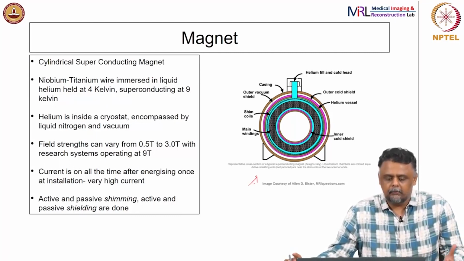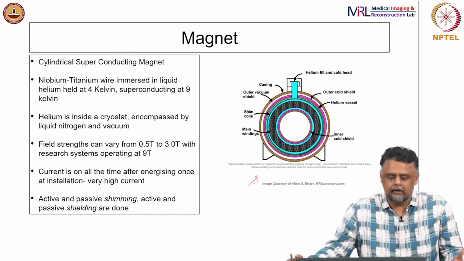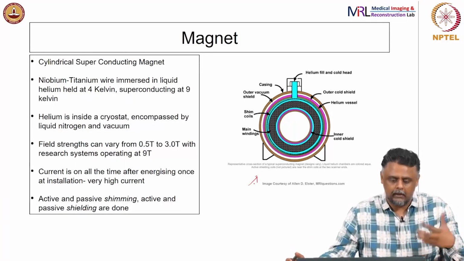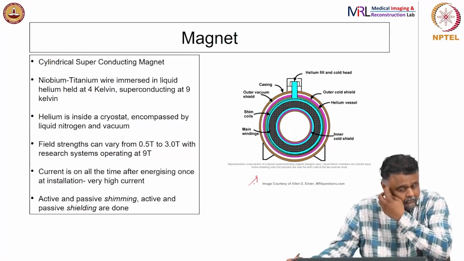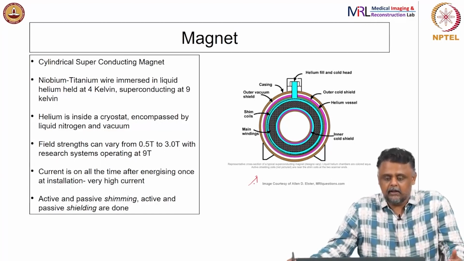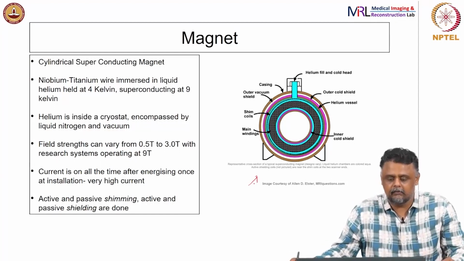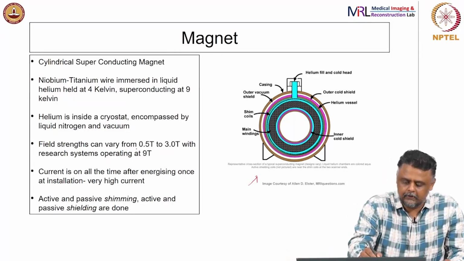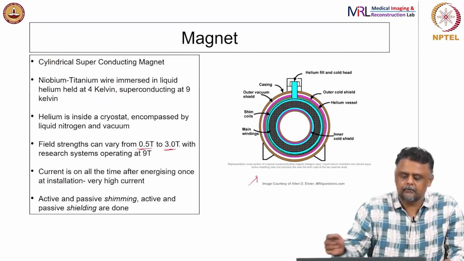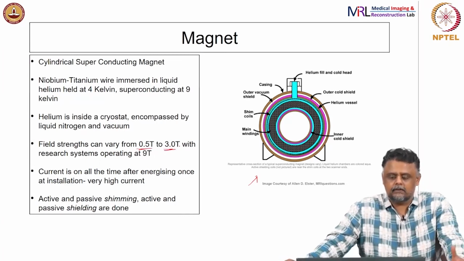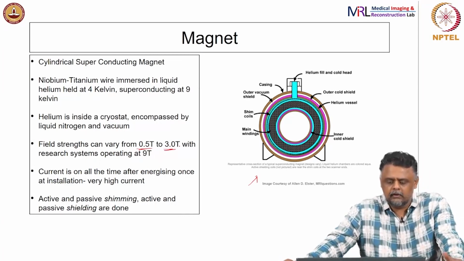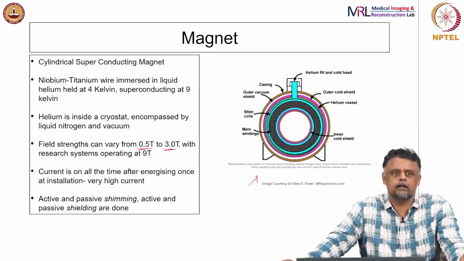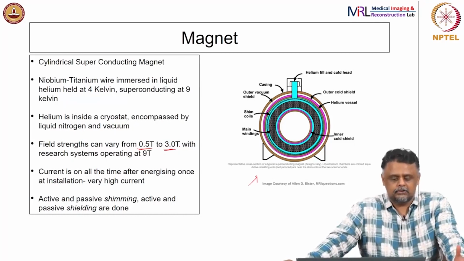But that particular wire is superconducting at 9 Kelvin. The helium itself is inside a cryostat, encompassed by a vacuum and liquid nitrogen. You do not have to fill liquid helium often, but liquid nitrogen refilling is required. The field strengths vary from about 0.5 Tesla to 3 Tesla. There are of course 9 Tesla magnets also available. Some of the higher field magnets are used in small animal imaging, for instance, and also as research magnets.